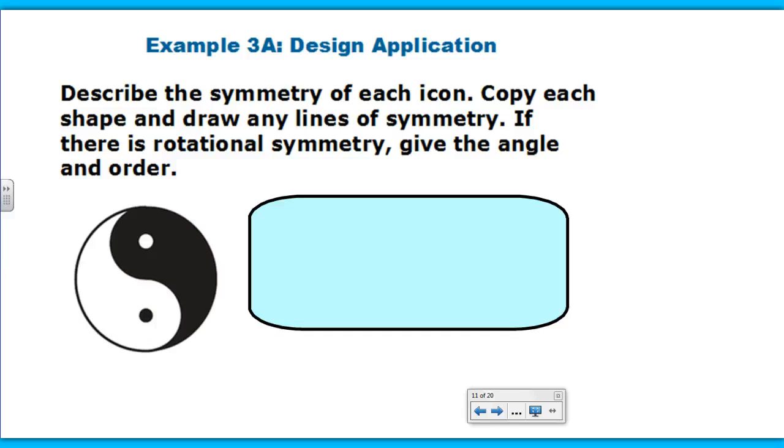Describe the symmetry of the icon and draw any lines of symmetry.